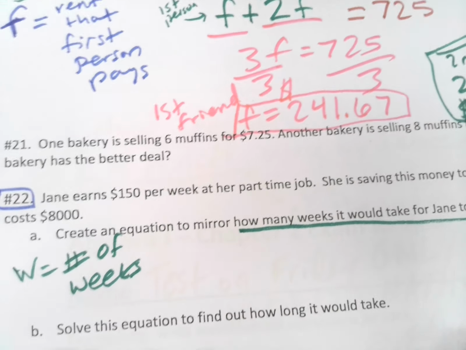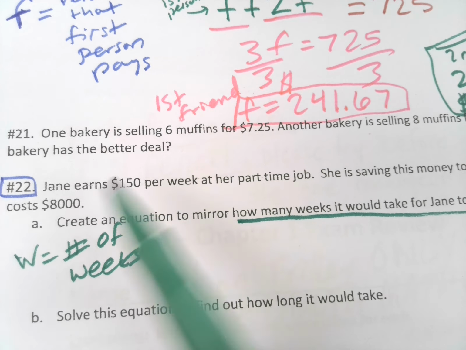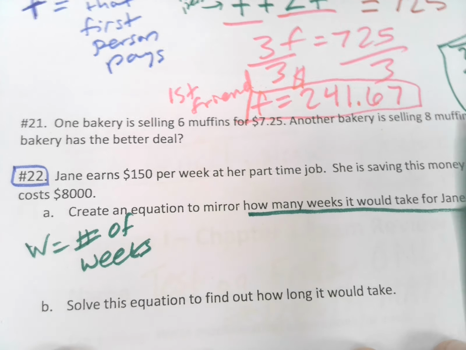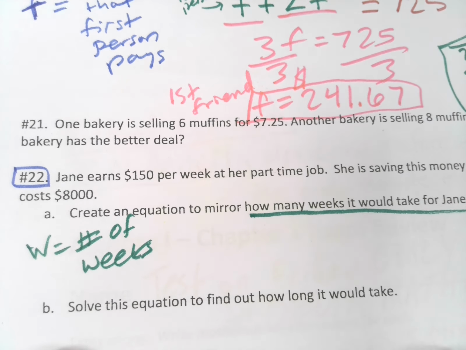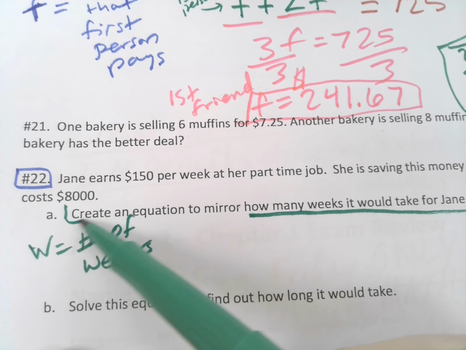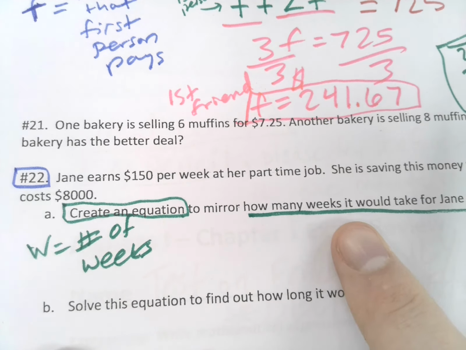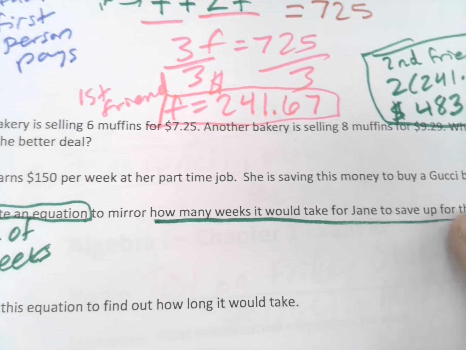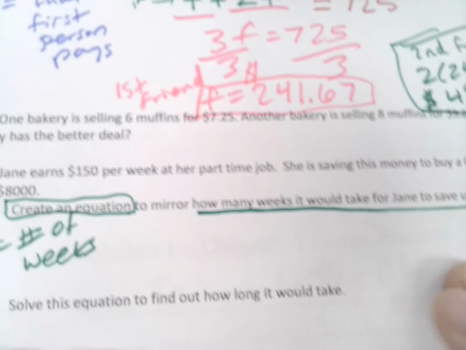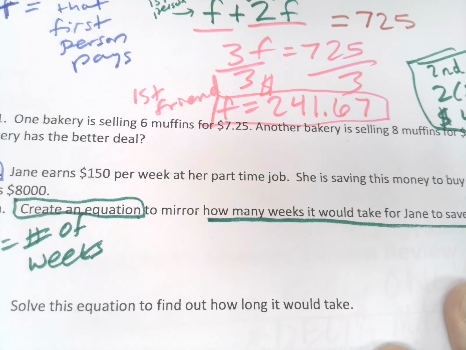Now I'm gonna pause the video. Hopefully you guys have had a chance to try number 22, but if not, go ahead and pause the video, and I want to see what equation. Step 1, we're coming up with an equation. I want to see what equation you guys can come up with to determine how many weeks it would take for Jane to save up for this bag. You can go ahead and pause now.